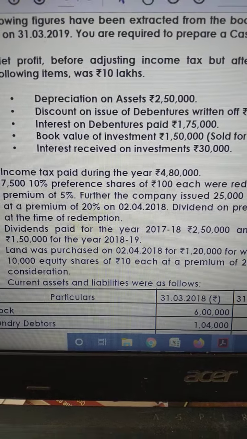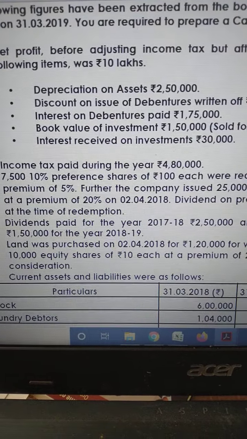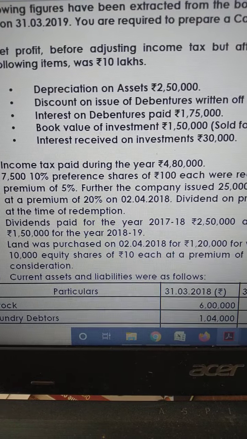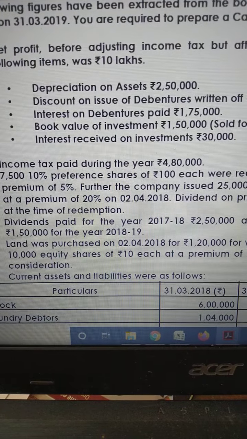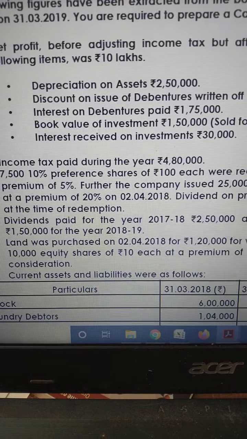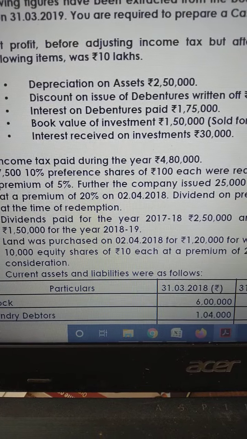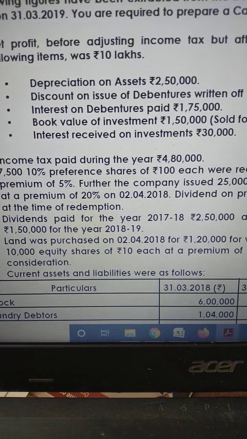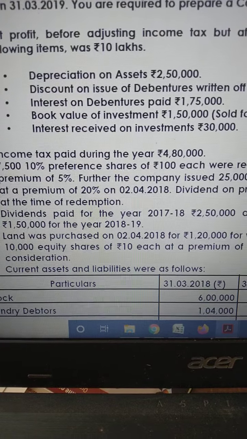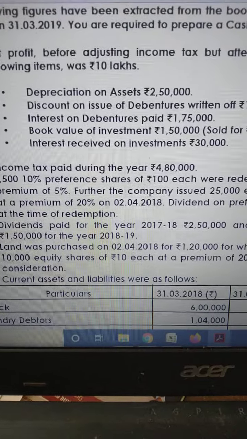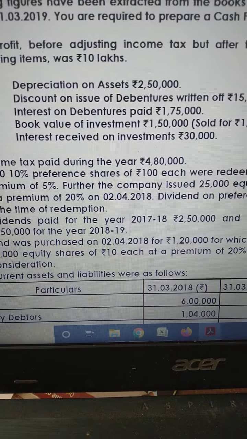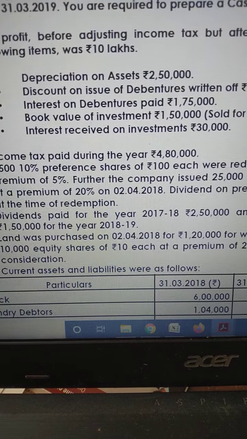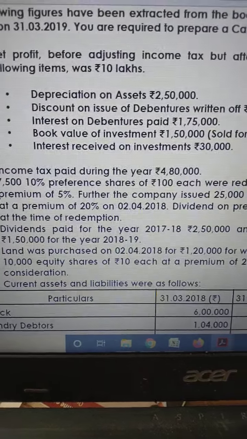Then depreciation on assets, 2,50,000. So depreciation is also given. What is the meaning? Depreciation is an operating expense, but is it a cash expense or non-cash expense? Depreciation is a non-cash expense. So non-cash expenses should be added. As of now, we will think like this about each and every item. Then we will work out the problem.